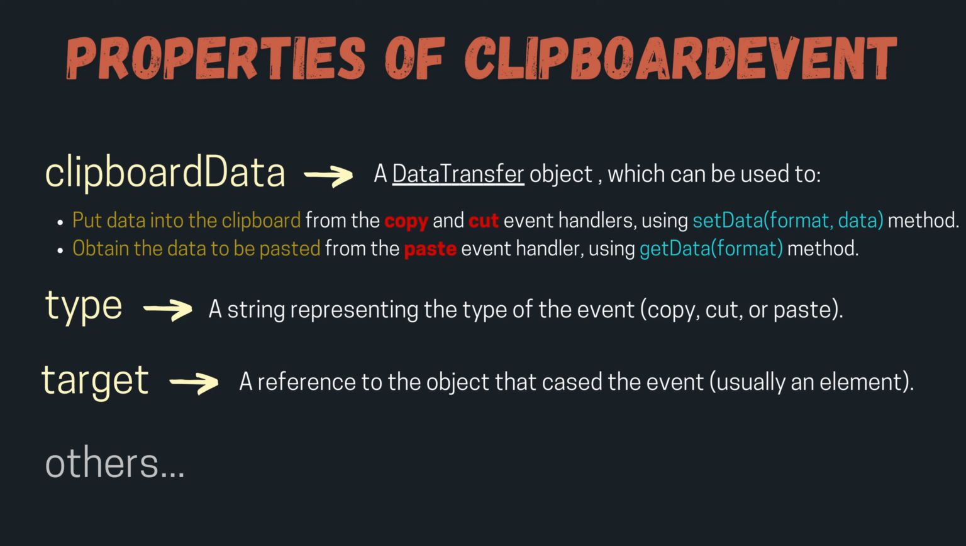Next, the type property. The type property represents the type of clipboard event that is being triggered, either copy, cut, or paste. Next, the target property. The target property is a reference to the object that caused the event, and it is usually an element. There are additional properties that might be relevant depending on the use case, such as bubbles, cancelable, and currentTarget, which can be helpful in more complex event handling scenarios.